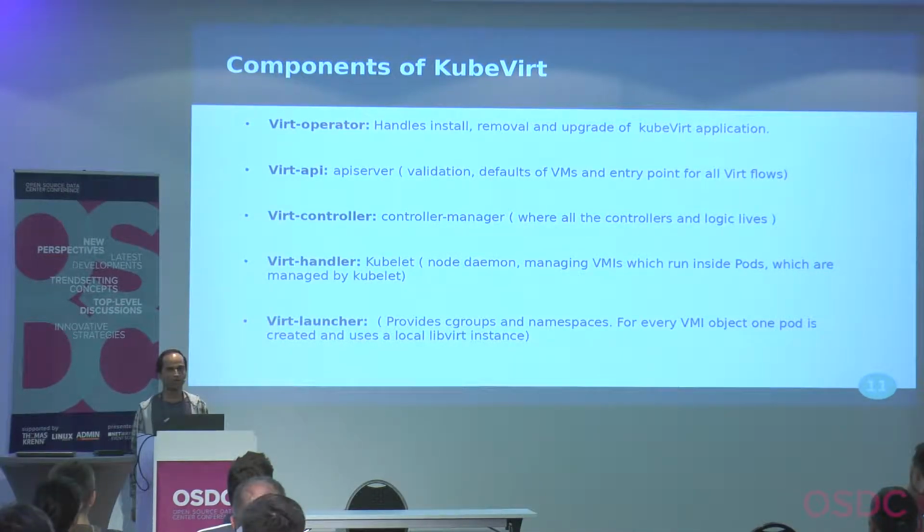So for every VMI object, a corresponding Virt launcher pod gets created in the same namespace. Within this Virt launcher pod, we will have a compute container, which would have a local libvirt instance running inside it.